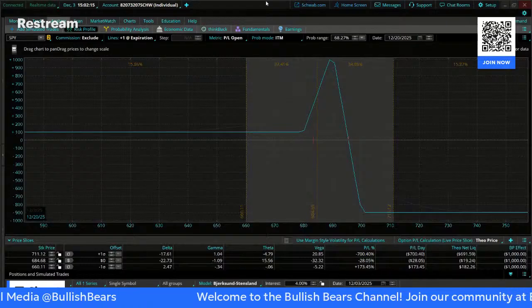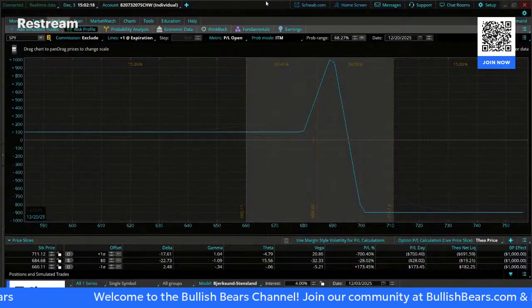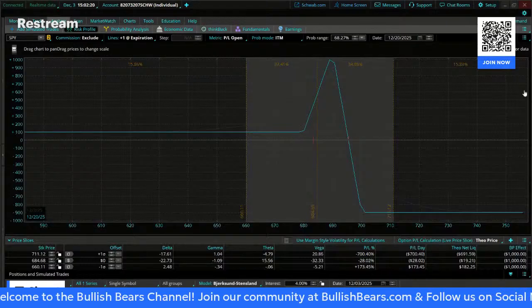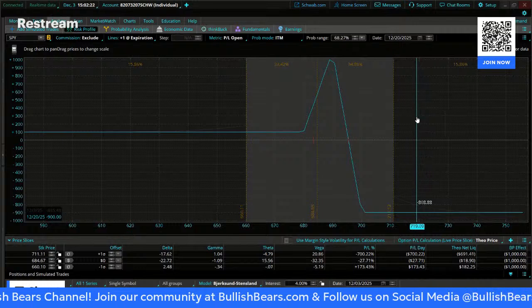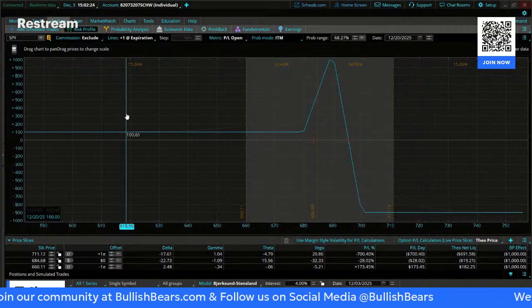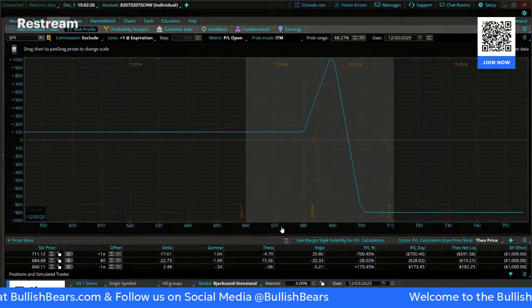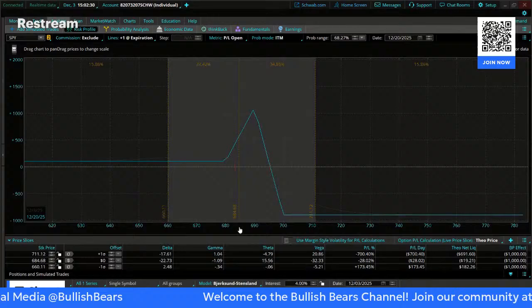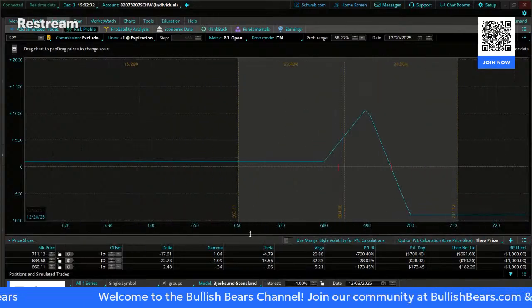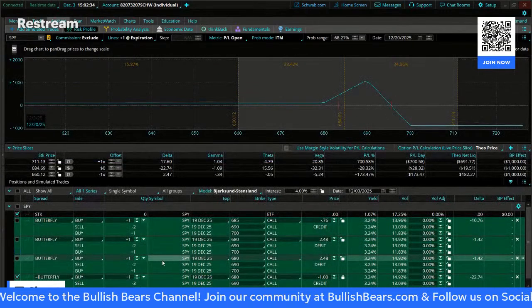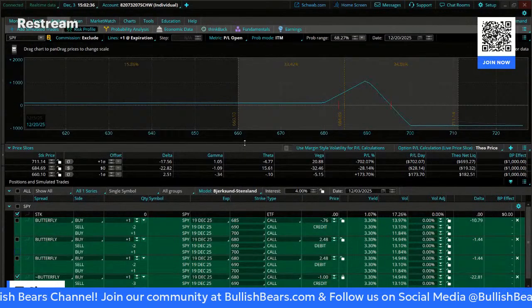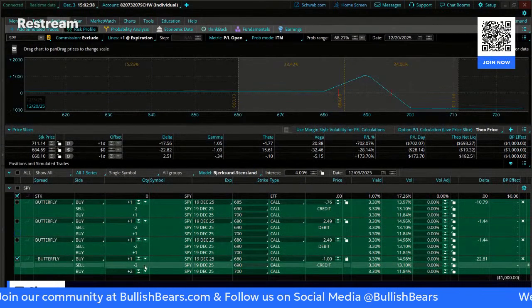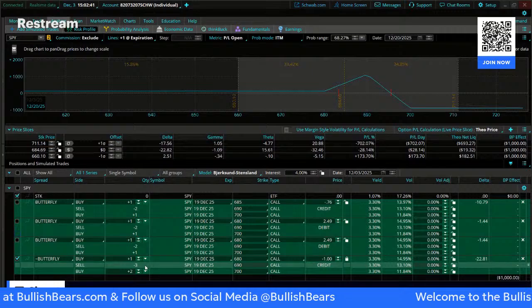So that is a ratioed fly, and we are risking $900 for a chance to make $100. That's a lot more risk, but it is the same trade. Oh, I doubled that. No, I didn't. I didn't. We're good. So, go ahead.